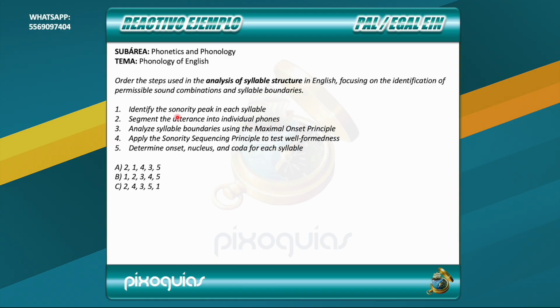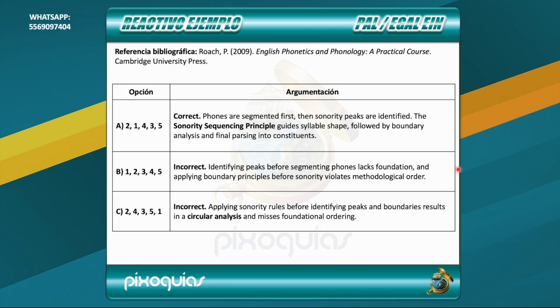This exercise is from the topic Phonology of English. Order the steps used in the analysis of syllable structure in English, focusing on the identification of permissible sound combinations and syllable boundaries. The correct answer is A. This is 2, 1, 4, 3, 5.